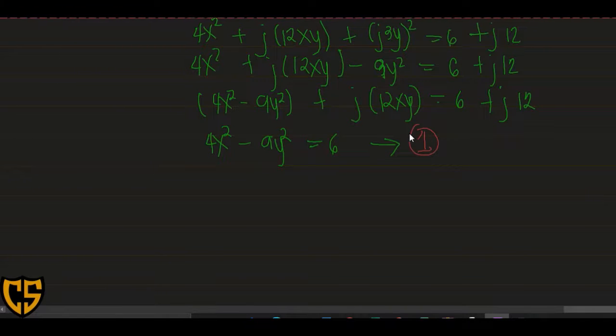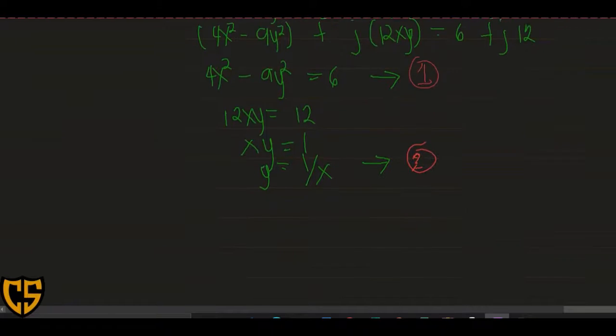Another, we have to find for our equation 2. We have 12xy is equal to 12. Dividing 12 on both sides, we have xy is equal to 1, then y is equal to 1 all over x. This will be our equation 2, the second equation that we will use. What we need to do now is to substitute our equation 2 into our equation 1.